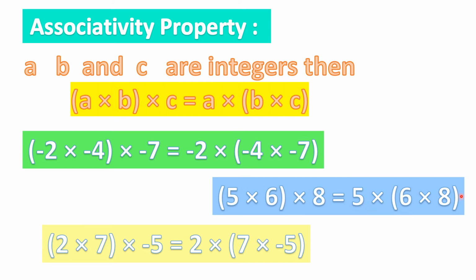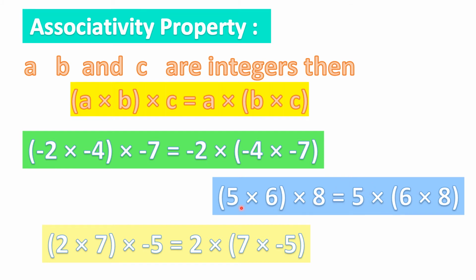Now let me see what is the answer when I multiply 6 and 8 first. 6 and 8, 8 into 6 is 48. 48 into 5 is again 240 itself, right? So what do I get? 240 itself. Both the sides I get 240 itself.